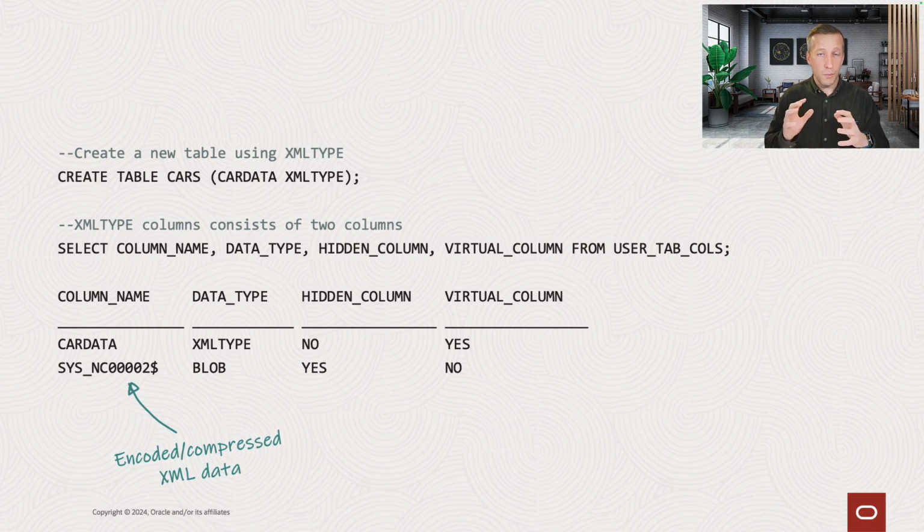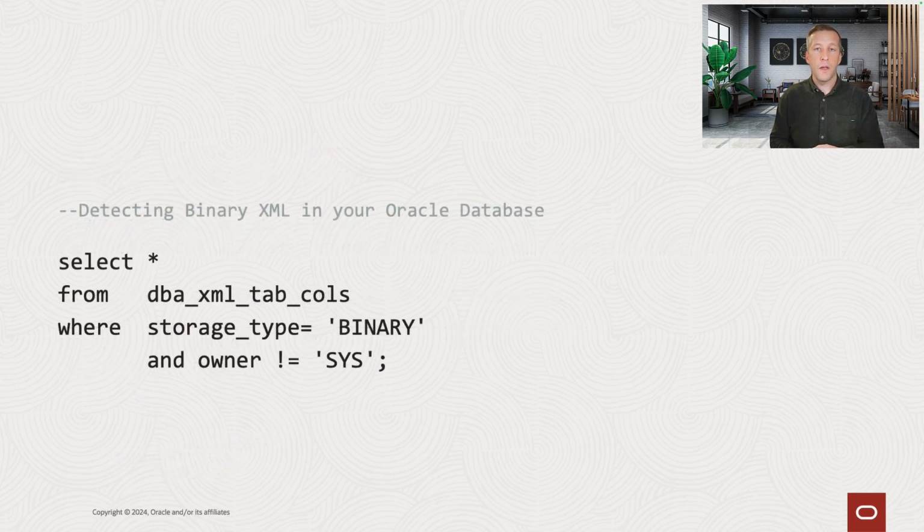Underneath the hood, to support the implementation of binary XML, there's also a blob. It is the blob that contains the compressed and encoded version, the binary version of the XML document. You can go ahead and look in your own database in the dictionary to find columns that are storing XML in the binary format. Those columns might be affected by the issue that we talk about today.